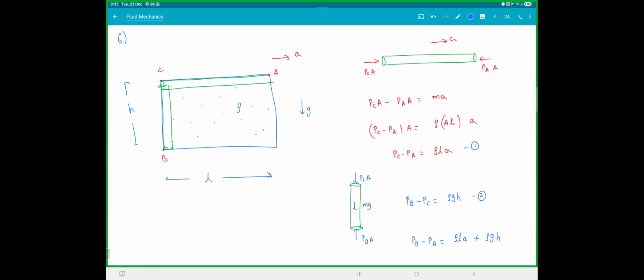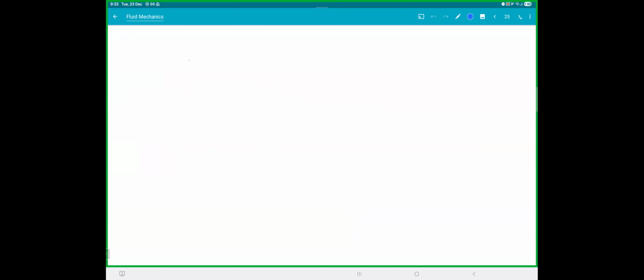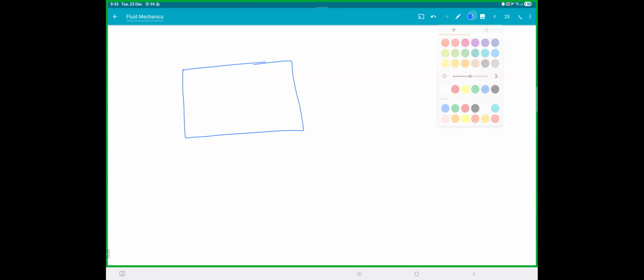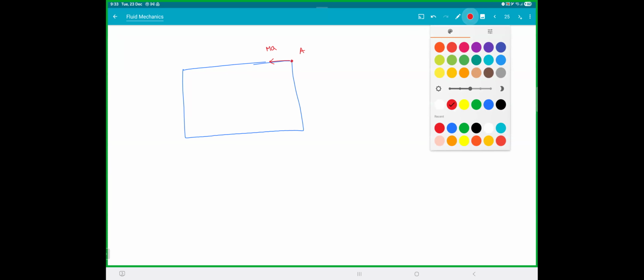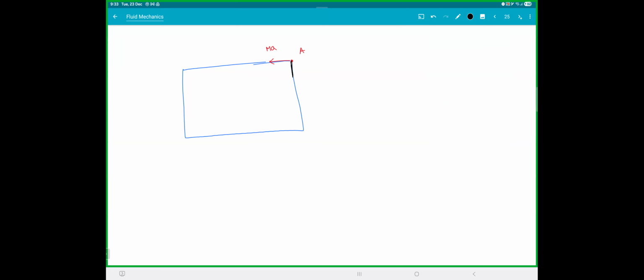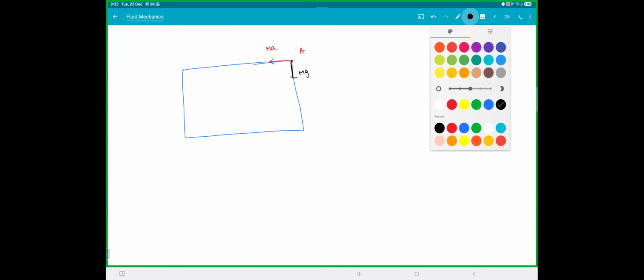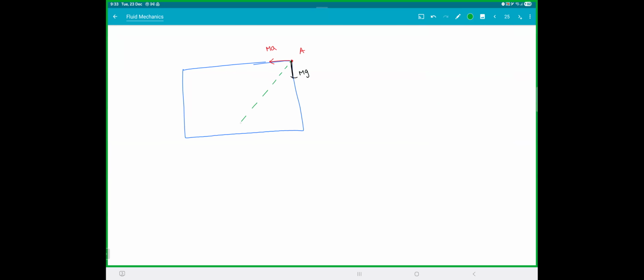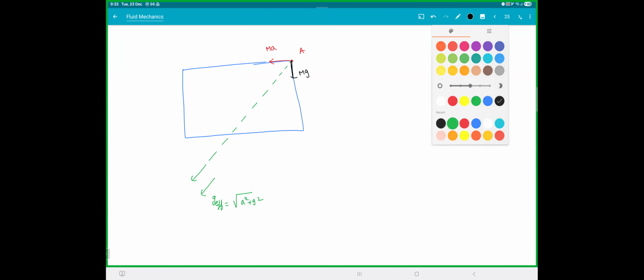Now, why can't I do the previous way, like I said, G effective and all? If you want to do G effective, the problem is this. This was point A. So if you look at the pseudo force, this will be MA. This was your gravity mg. So the net force would be something of this sort. I don't know the value of A and G. So this is the G effective, which is root over A square plus G square. So this is point B.